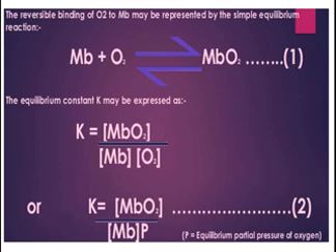So these are the equations showing how it happens. The reversible binding of myoglobin: myoglobin binds to oxygen to form oxymyoglobin.